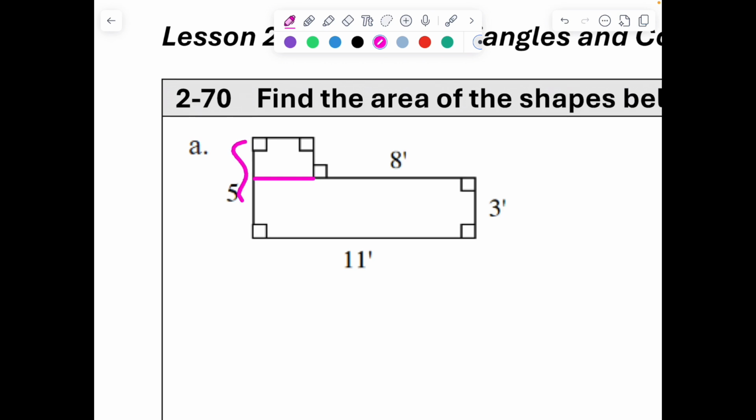And then this right here, if this whole thing is 5 and this part is 3, then this remaining portion right here is 2. So this is a 2. And then in order to figure out what this part is, I see that this is 8 and this is 11. So 11 minus 8 is 3. So I have a 2 by 3 rectangle and then an 11 by 3 rectangle.